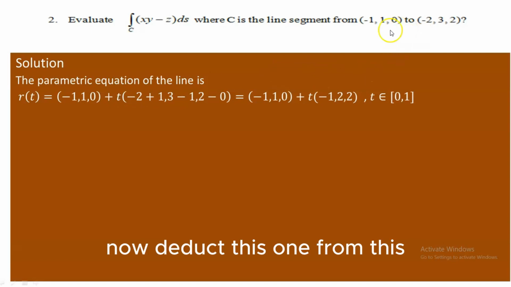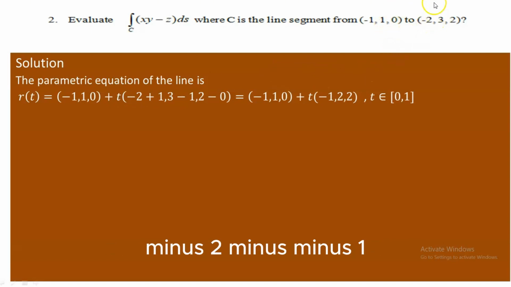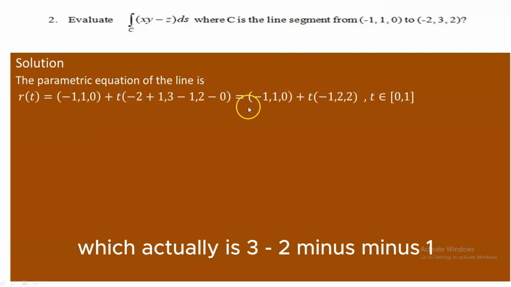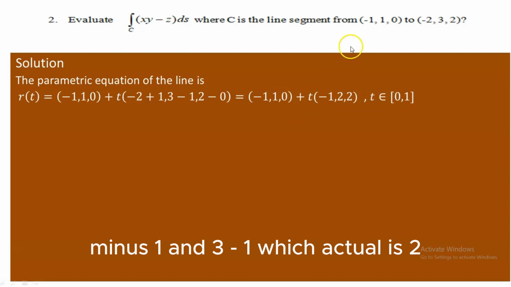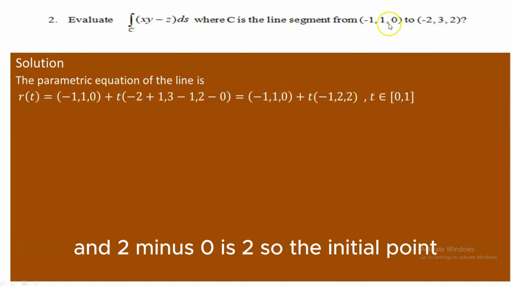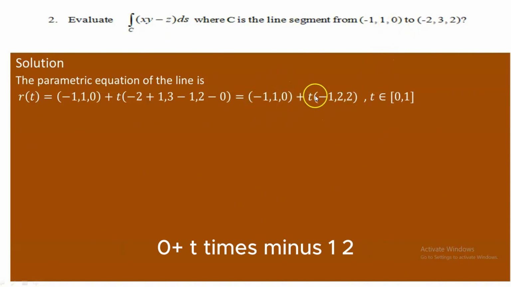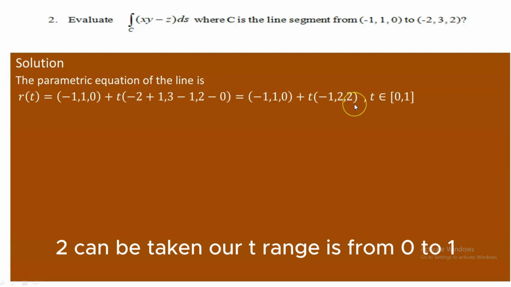Now deduct this one from this: minus 2 minus minus 1, which actually is 3. Minus 2 minus minus 1, which actually is minus 1, right? Minus 1. And 3 minus 1, which actually is 2. And 2 minus 0 is 2. So the initial point minus 1, 1, 0 plus t times minus 1, 2, 2 can be taken.